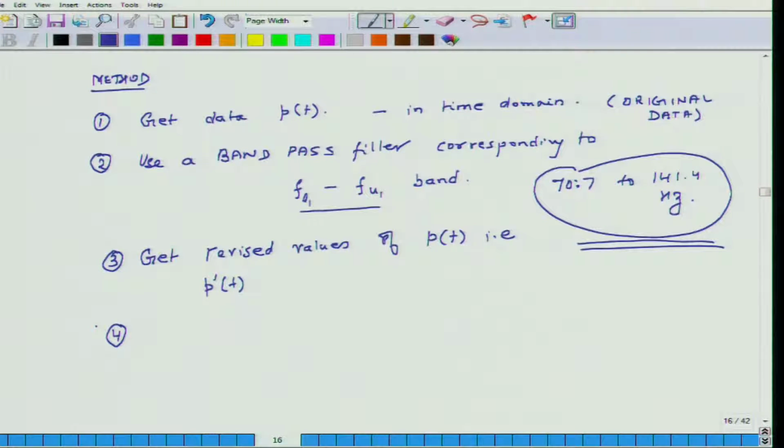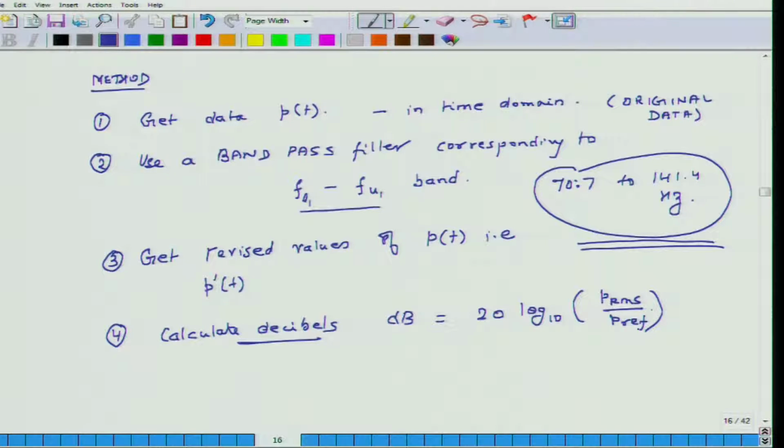Then what do we do? Now it is very simple. Fourth, now what is decibels? Now you calculate decibels. dB equals 20 log10 of P_RMS by P_ref. So you have, let's say, 15,000 points. You take the RMS value of all these 15,000 points. Understood? And then you put that in this formula.